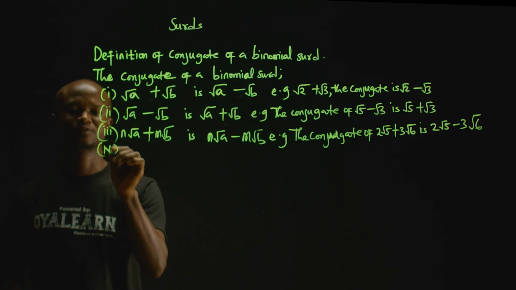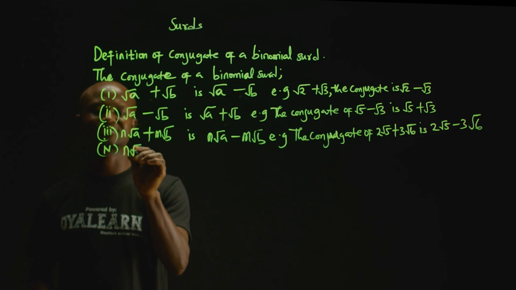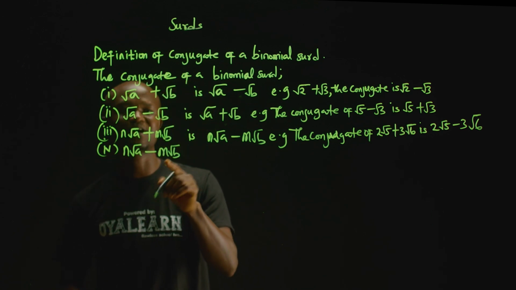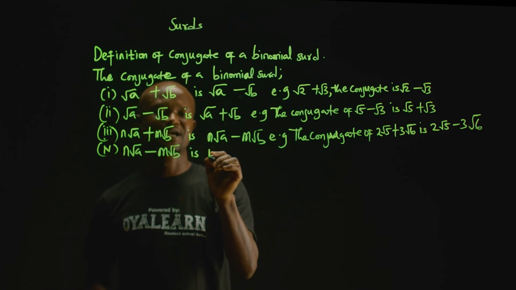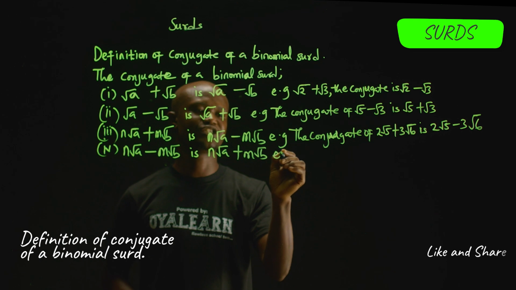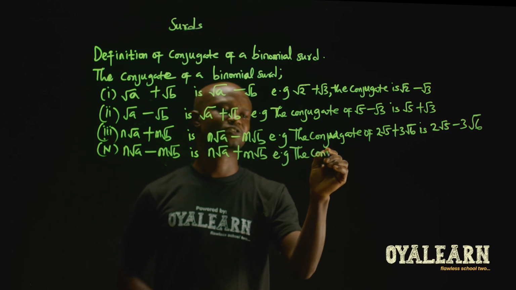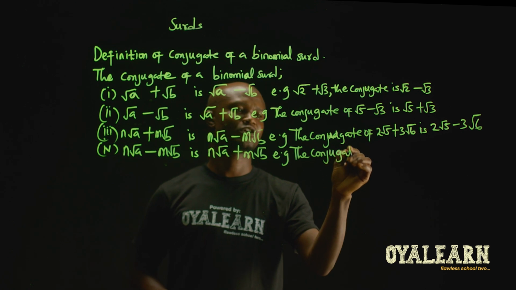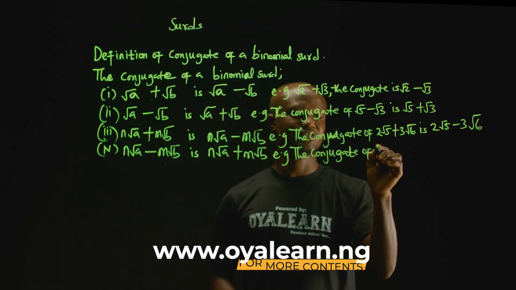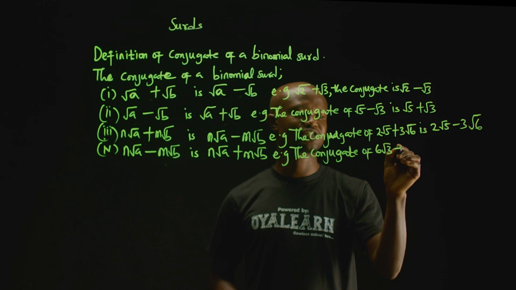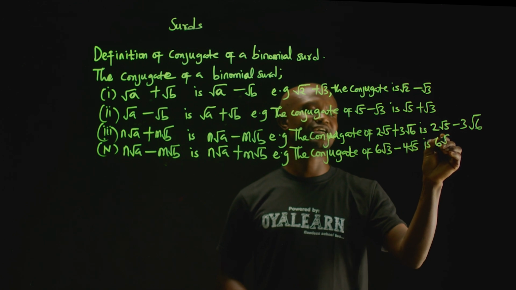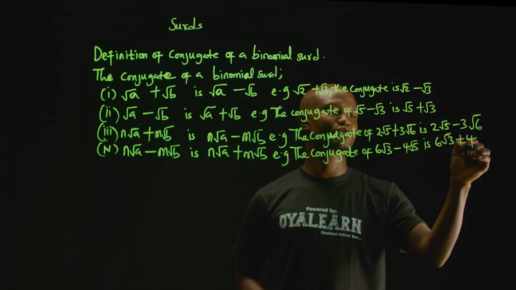Now the last form, when we have n root A minus m root B, then the conjugate of this binomial surd is n root A plus m root B. E.g., the conjugate of 6 root 3 minus 4 root 5 is 6 root 3 plus 4 root 5.